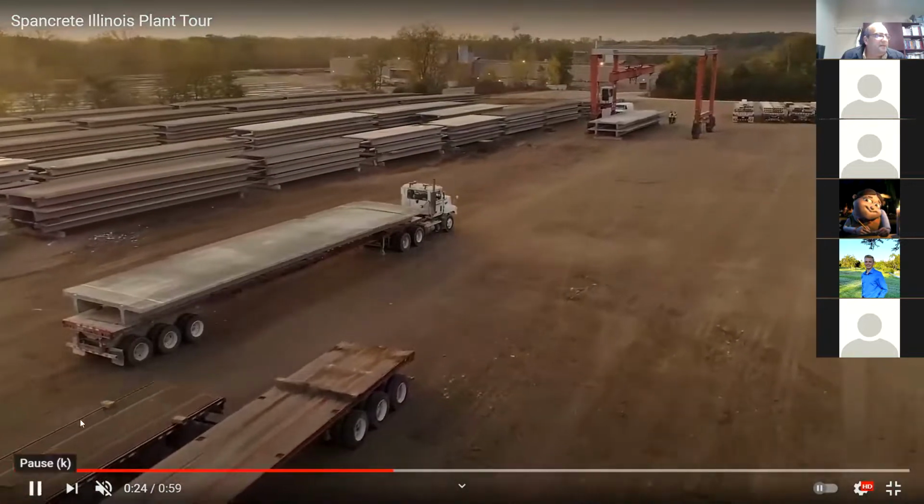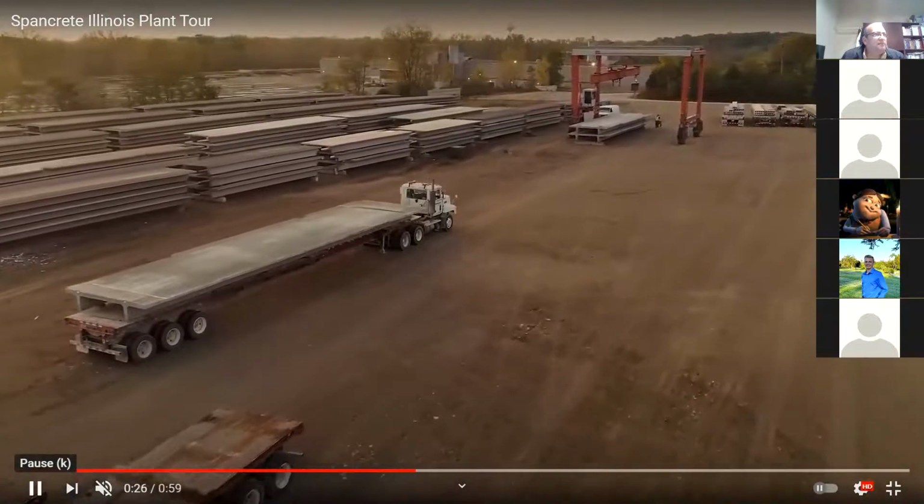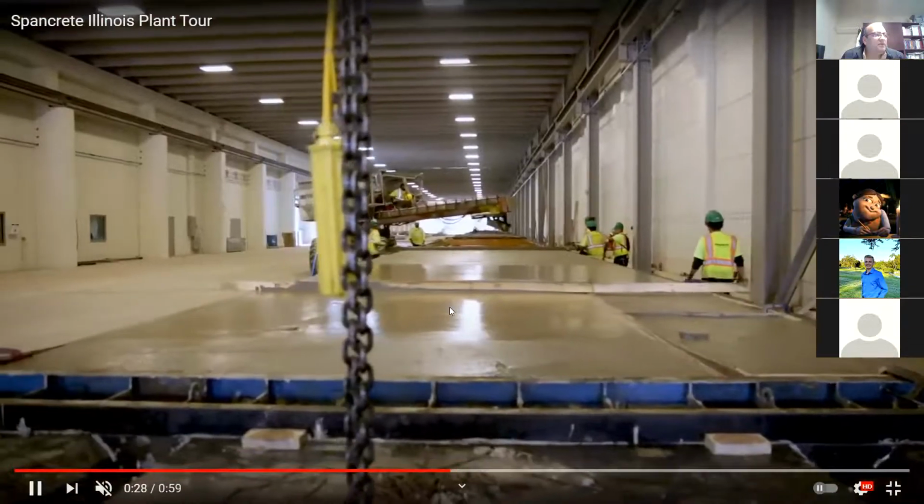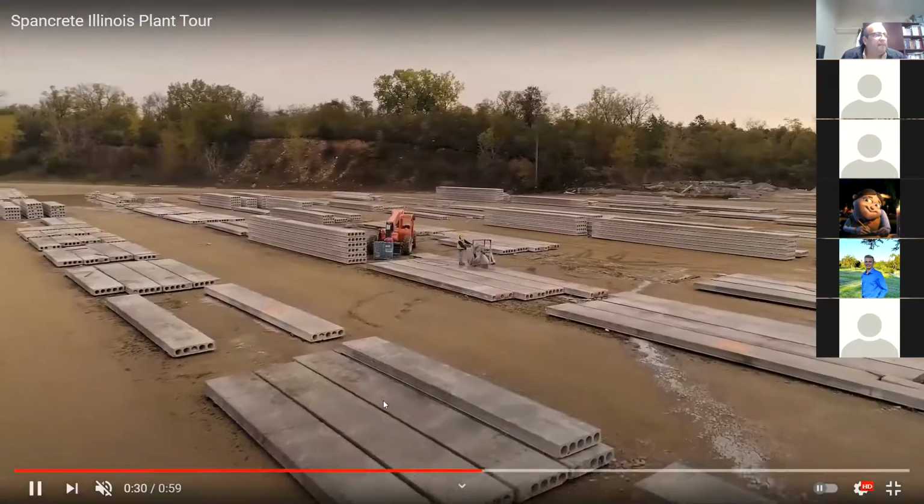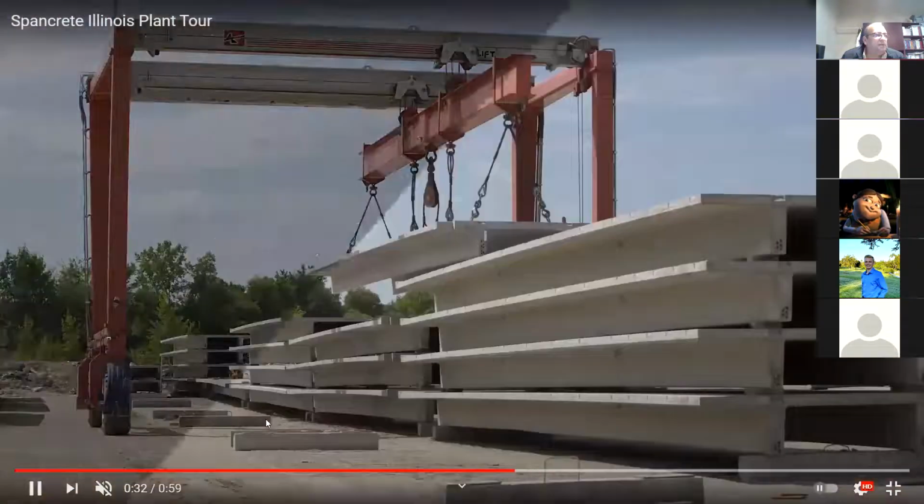You see the double T? Wow. See how long the length of it is? And here's the concrete after they cast it. And you see also the hollow core.